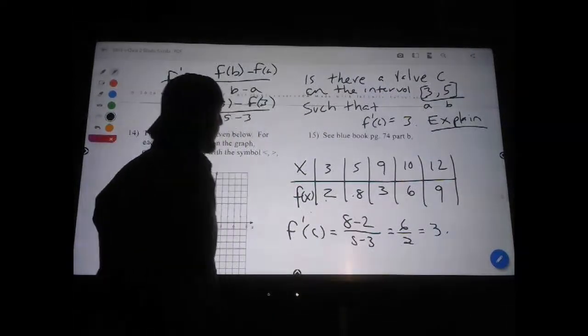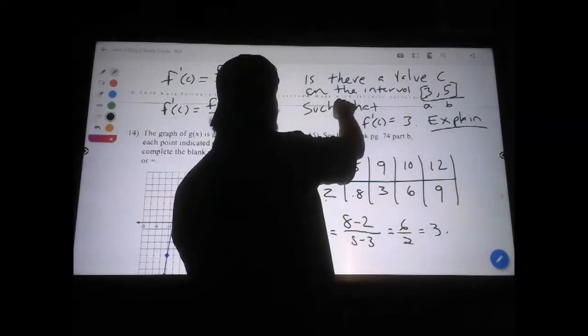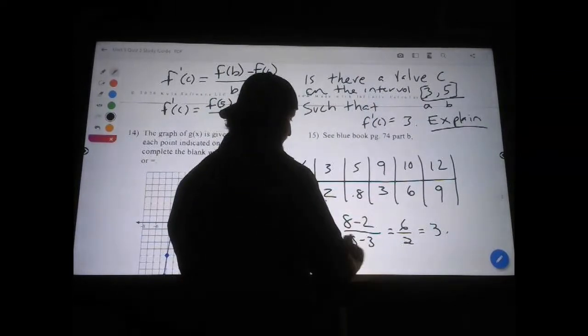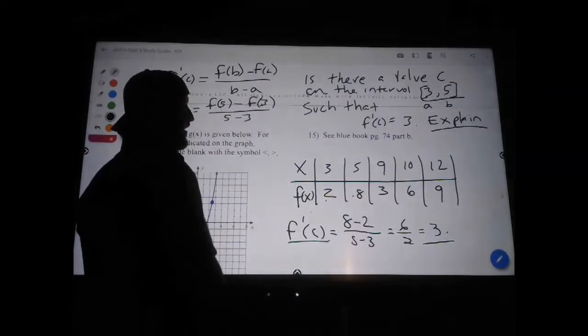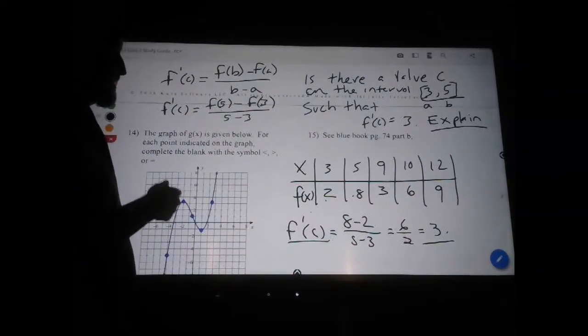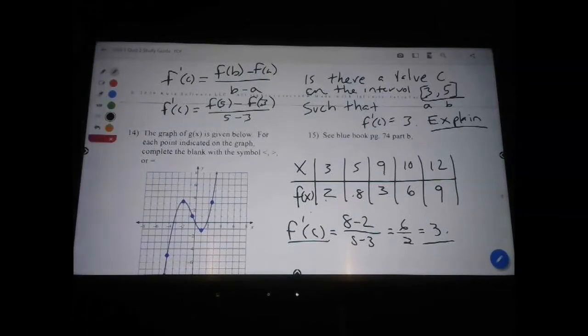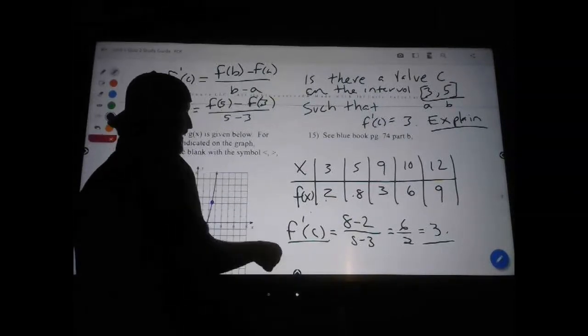So the question was, is there a value of C on the interval from 3 to 5 such that f prime of C equals 3? And f prime of C does equal 3 on that interval. And so the answer is yes. Okay? Now, it does ask you to explain. So I'm going to show you guys how you would write your answer here in order to get full credit. All right.